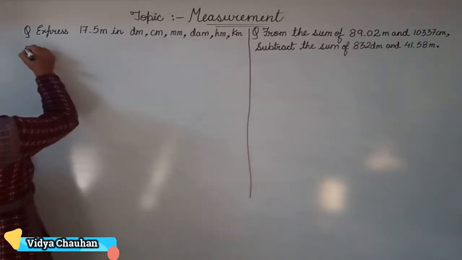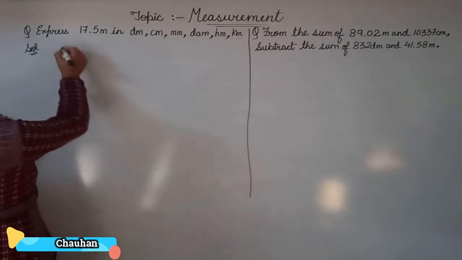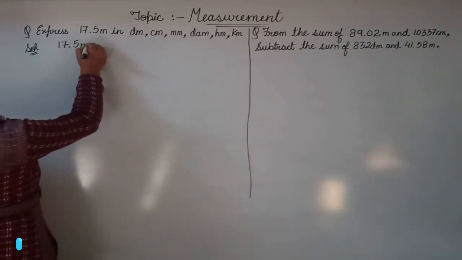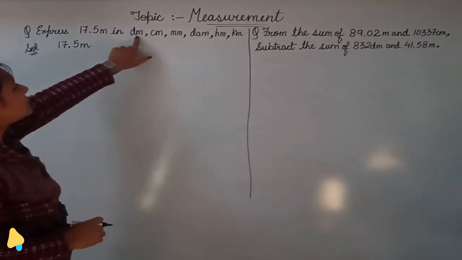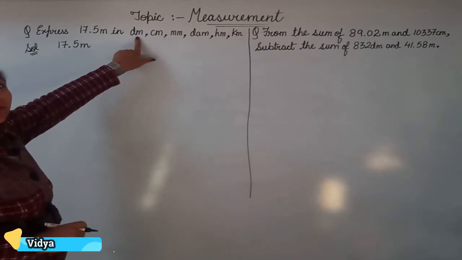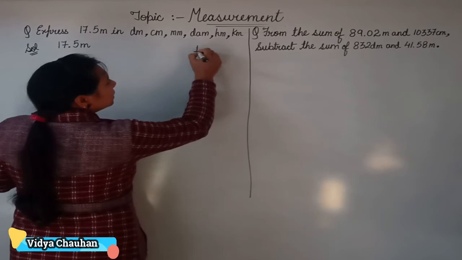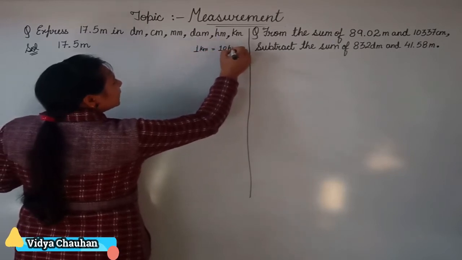So now if we have to do the conversion here, very first I will take the number which is given to us, 17.5 meter. This is the given value in the question. Very first we have to convert it into decimeter. So for that I would like to write the conversion units shortly here for better understanding.